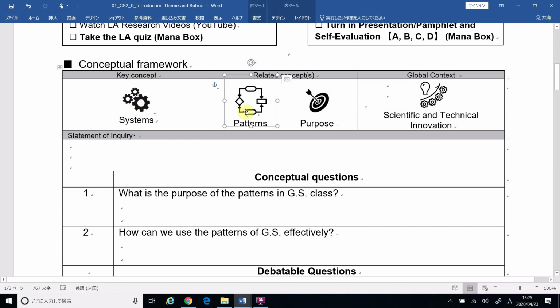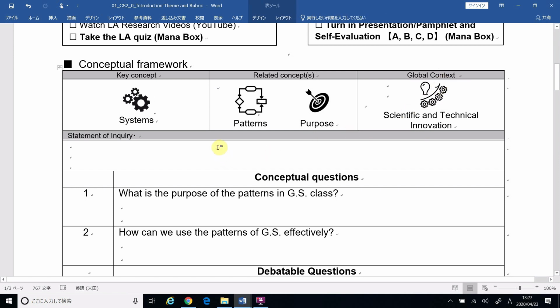Okay. Systems and patterns. Well, I think inside a system there are many patterns. So, patterns make up systems, or systems have patterns inside them. Inside a system, there are many patterns. Okay, maybe that's a connection. Systems and purpose. Well, do systems have a purpose? Yes, I think so. Well, what is the purpose of a system? I'll think about that later. And systems and scientific and technical innovation. Oh, okay, maybe the purpose of a system is to get better.